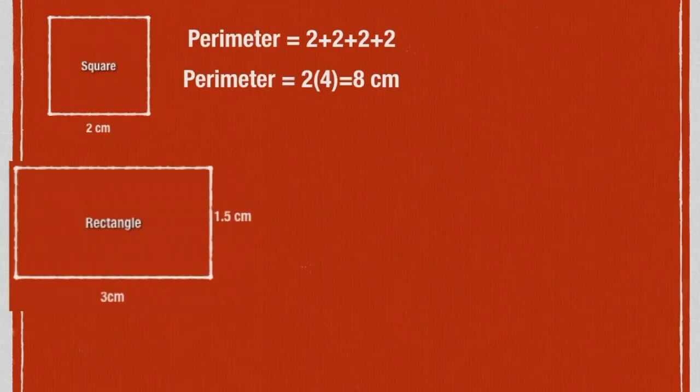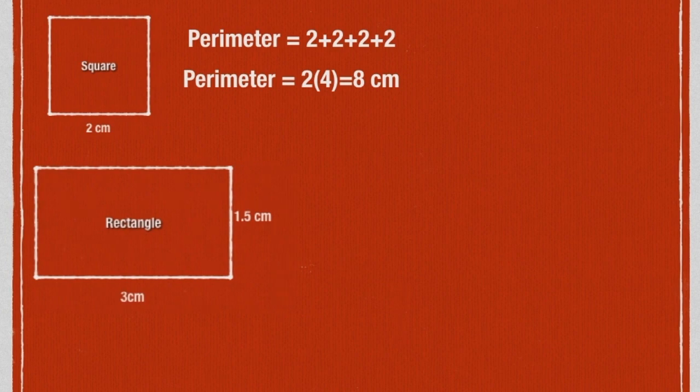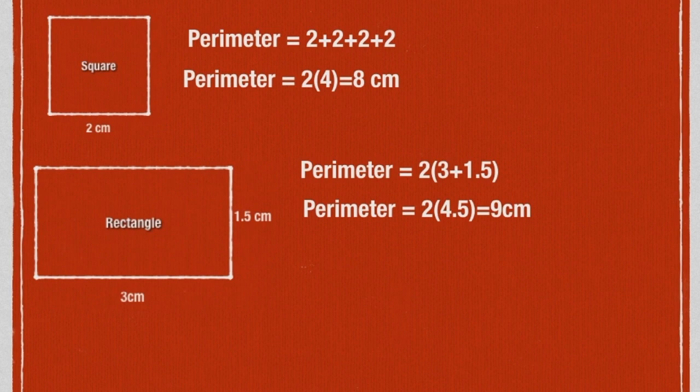Next shape is a rectangle. We have 2 dimensions, 3 centimeters, 1.5 centimeters. We add them and we multiply by 2. So it's 2 times length plus width. Calculate this to get 9 centimeters.